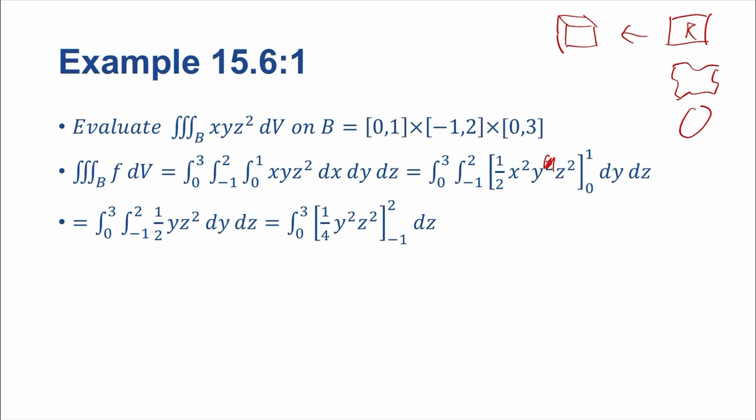And finally, we can do more fundamental theorem of calculus, integral between 0 and 3, 1/4 y squared z squared between negative 1 and 2 dz. Finally, integral between 0 and 3, 3/4 z squared dz, which is equal to 1/4 z cubed between 0 and 3, which is 27 over 4. Okay, so as you can see, it's just another step. It's another iteration in the integral that we need to deal with.